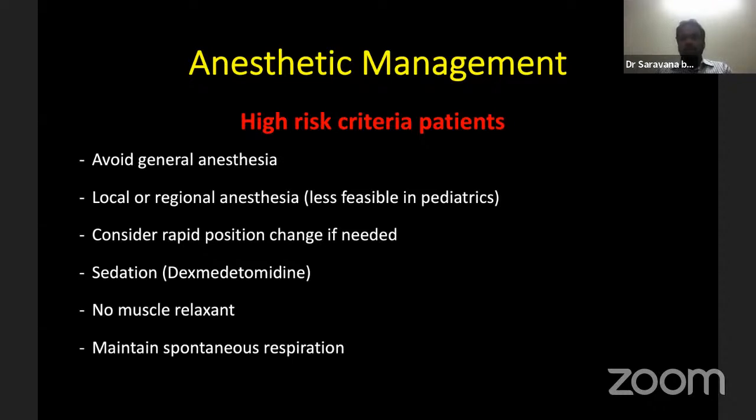The most important thing is not to touch the muscle relaxant in these high-risk cases, unless you are very confident that your tube is well placed and it may not cause any mass symptoms distal to the tube. And always try to maintain spontaneous respiration in these patients, because whenever you encounter difficulty, you can revert back and then you can awaken the patient.